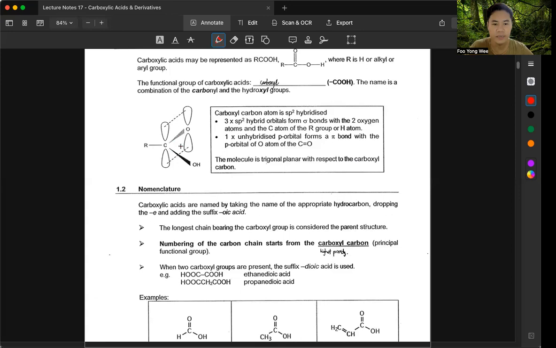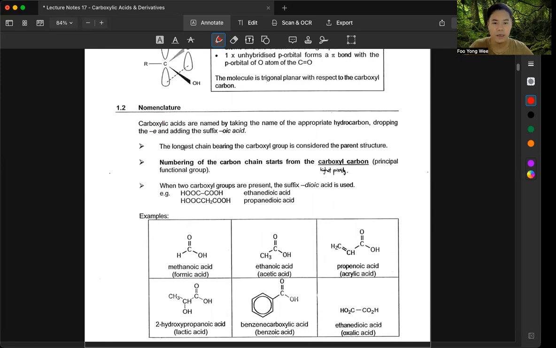Because this is C double bond O, one of them is a sigma bond, the other is a pi bond. The rest are sigma. So there are 3 sp2 hybrid orbitals forming sigma bonds and 1 unhybridized p orbital forming a pi bond. The shape is trigonal planar at the carbon center.